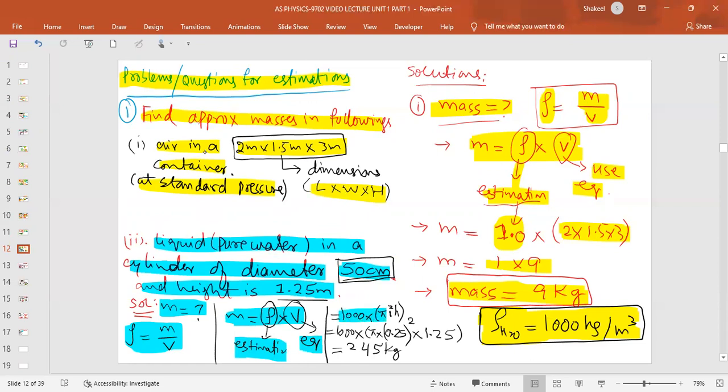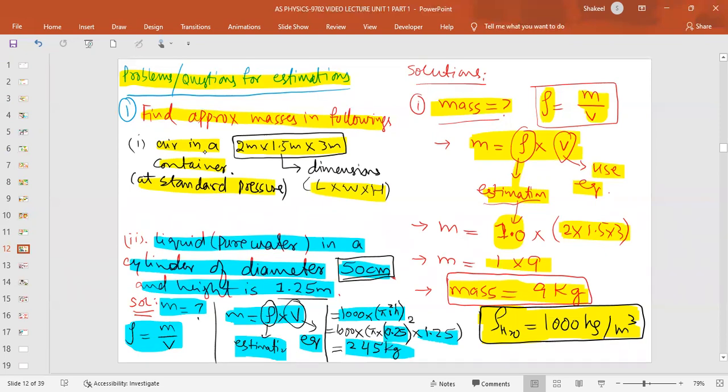So volume, you know, it is a cylinder, so it is pi r square h. Density is 1000, so 1000 into pi r square h. So r is, the diameter is 0.5 meter, and radius is like 0.25, and then height is 1.25. So you'll get the answer of 245 kilograms.